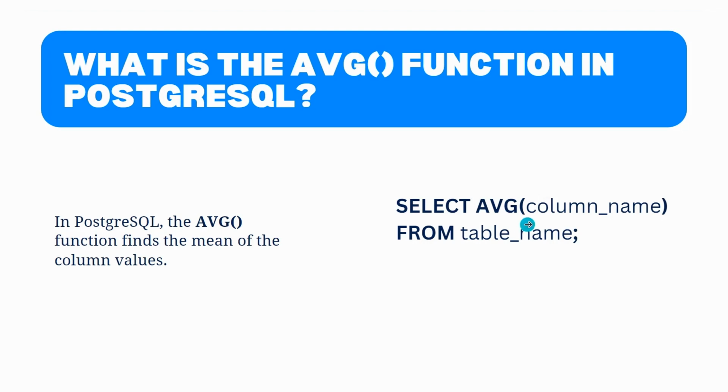The syntax for the PostgreSQL average function is as follows, you can see here. In this syntax, after select, we have used the average function. Within the average function, we have provided the column name that refers to the name of the column from which you want to calculate the average value. Then after the from keyword, we have used the table name that refers to the name of the table where the column is located.